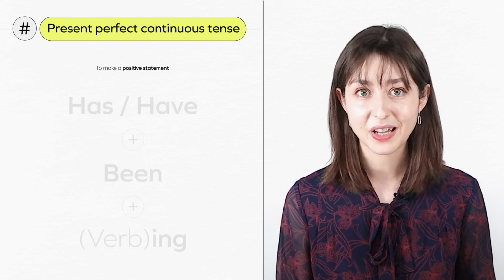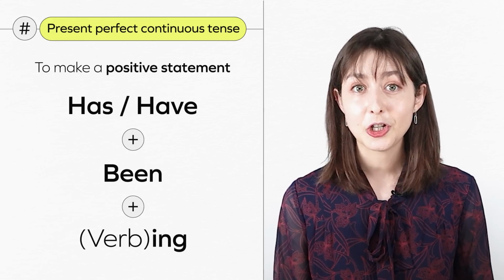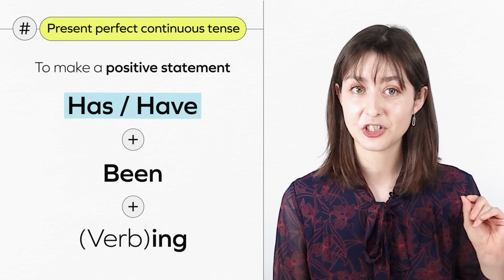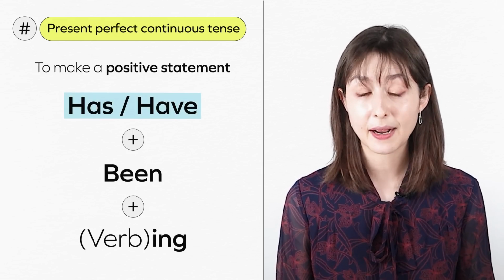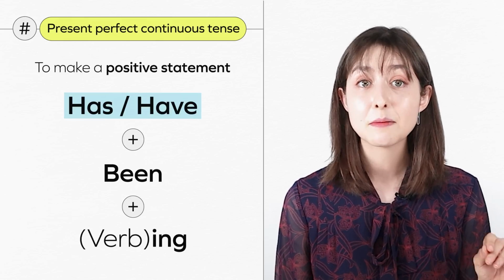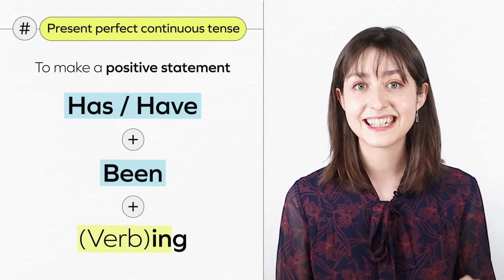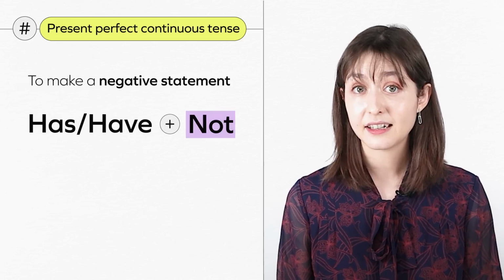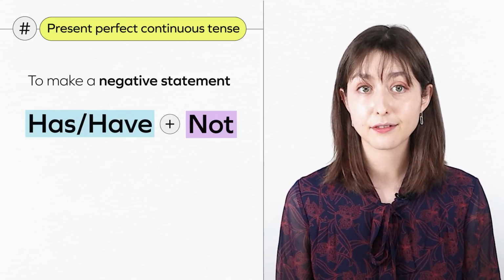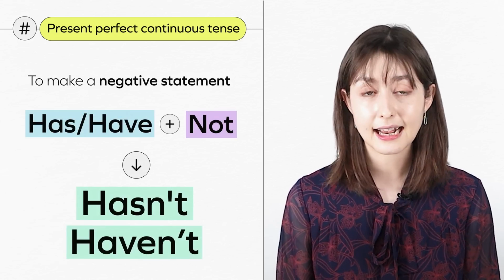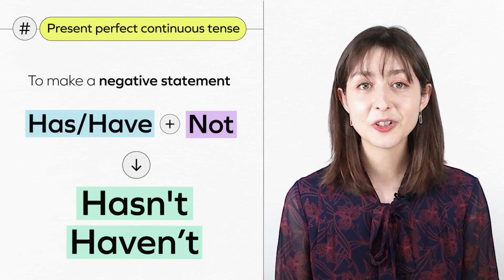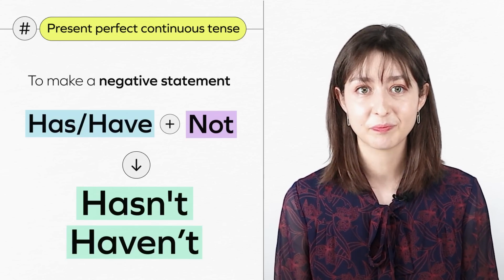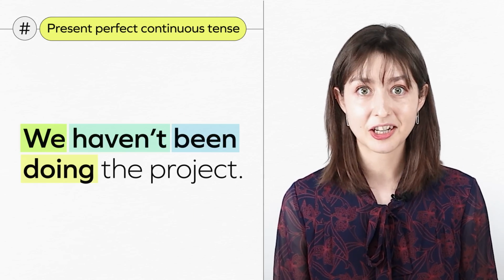It can mean that I only studied history, but it can also mean that I did that while doing other things too. To make a positive statement, use has or have to match the subject. Then add the past participle of be, been. Finally, add ing to the main verb. To make a negative statement, add not after has or have. Use the contractions hasn't or haven't to make your English natural and casual. We haven't been doing the project.